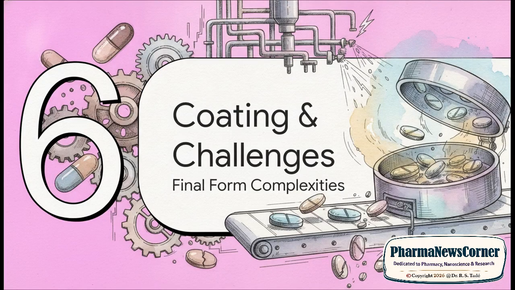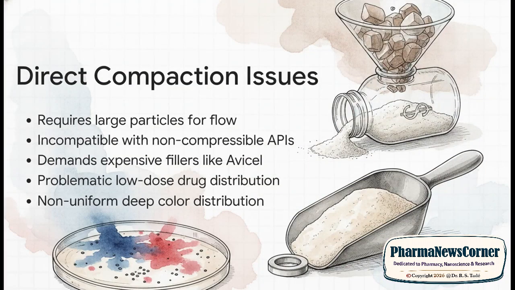Section 6. Coding and processing challenges. Final form complexities. So, while direct compression sounds incredibly efficient on paper, in reality, it introduces some pretty severe processing bottlenecks. It absolutely requires large particles just to flow properly into the die. Plus, it often demands very expensive, highly engineered fillers, like Avicel, just to work at all. It severely struggles to uniformly distribute low-dose drugs throughout the blend, and it completely fails at handling high-dose, bulky drugs like magnesium hydroxide. It even struggles to evenly distribute deep color pigments without mottling.